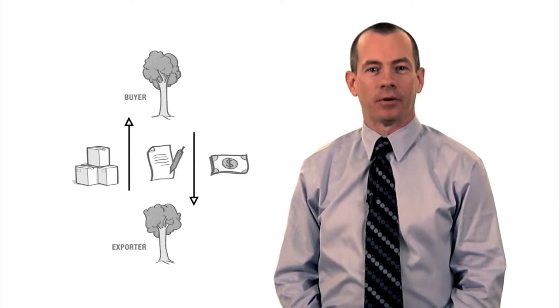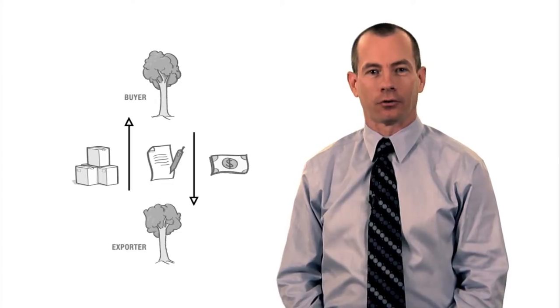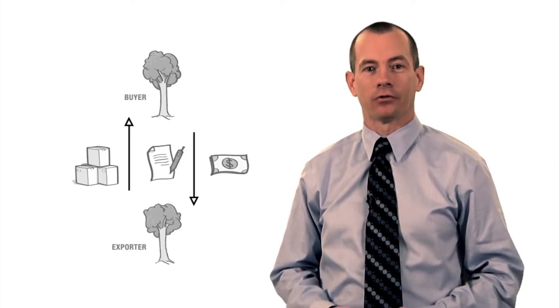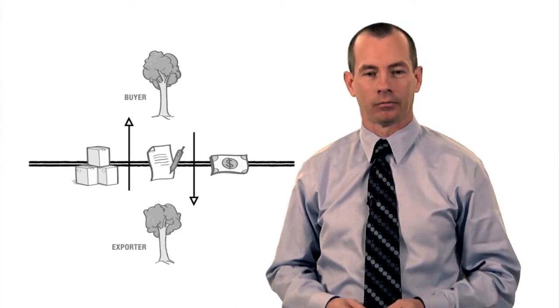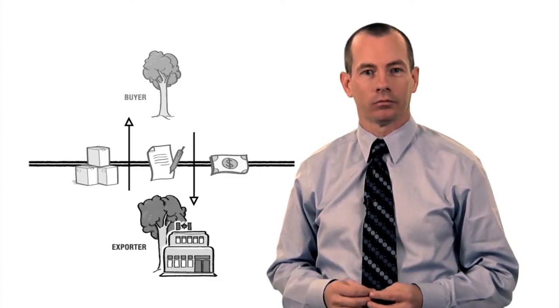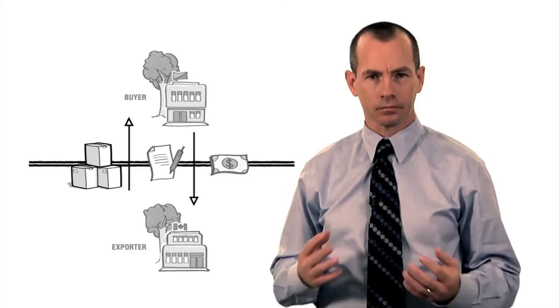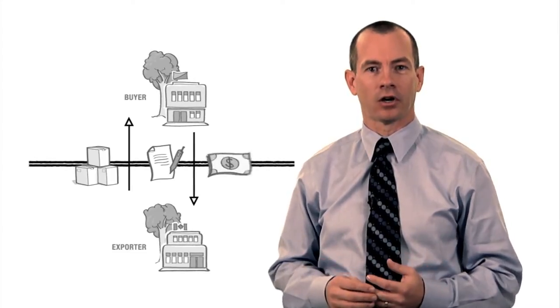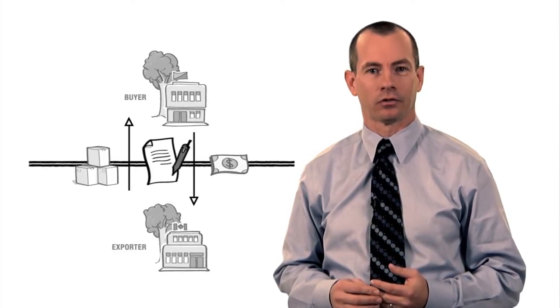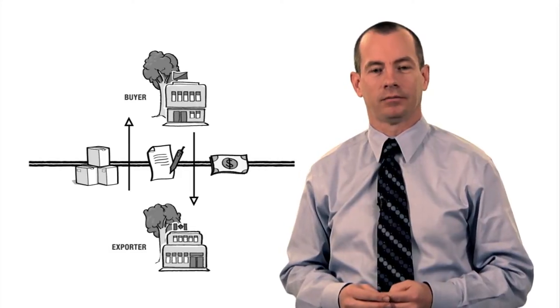There are five items that make up the essential elements of international trade. We say international trade because there's a border between the exporter and the buyer. Number one, the exporter. Two, the buyer. Three, the goods and services being sold. Four, the payments. And five, the contract that documents the transaction. That's it. It's as simple as that.